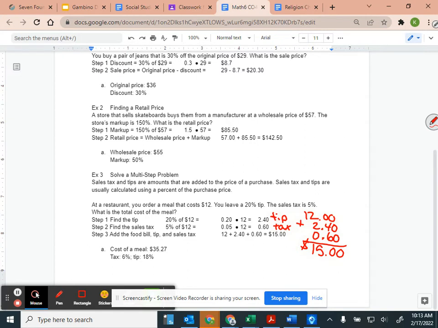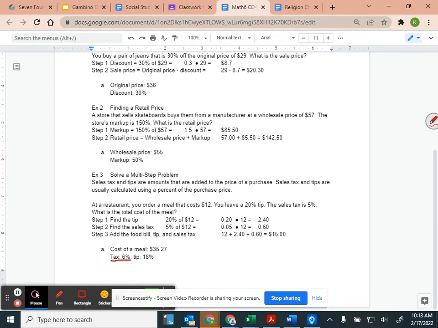So now, the cost of your meal is $35.27. Your sales tax is 6% and your tip is 18%. Who can walk me through what I have to do? Because I want to find the total cost. So what's the first one I want to take care of, Peyton? Isn't it tax? Yeah, that's listed first, so I'm going to do it first. Is it going to make a difference if I do tax first or tip first? Not really. I like to go in order so I don't forget anything. So how do I find the tax, Peyton?